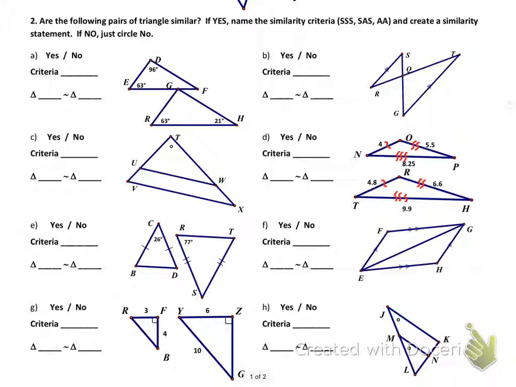All right, so let's set up our proportions, our ratios. What's the first ratio going to be? Okay, we got 4 over 4.8. What next? 5.5 over 6.6. And the last one is 8.25 over 9.9.